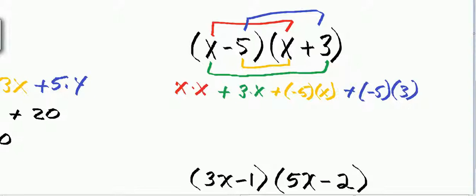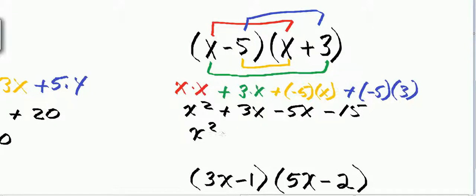So now it's just a matter of simplifying. I've got x squared plus 3x minus 5x minus 15. I can combine my inside terms. x squared minus 2x minus 15.